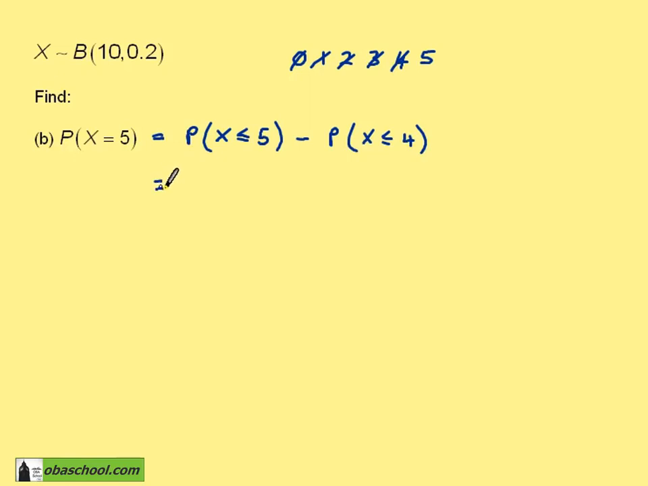So if we look up in the tables, the probability of x being less than or equal to 5, you should be able to read off as 0.9936, and then we subtract 0.9672, giving us the probability of x being 5 as 0.0264.